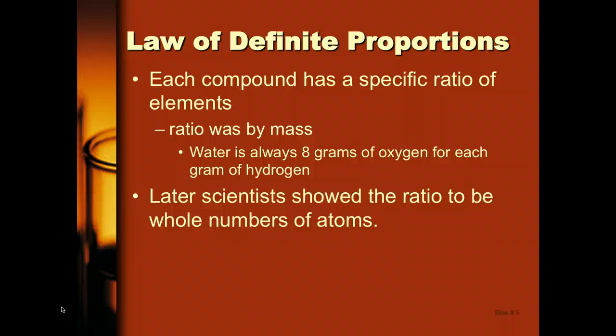Later, scientists would show that this ratio, this law of definite proportions, was true, but it was really whole numbers of atoms. And that's where we get the 2 hydrogen atoms to the 1 oxygen atom.